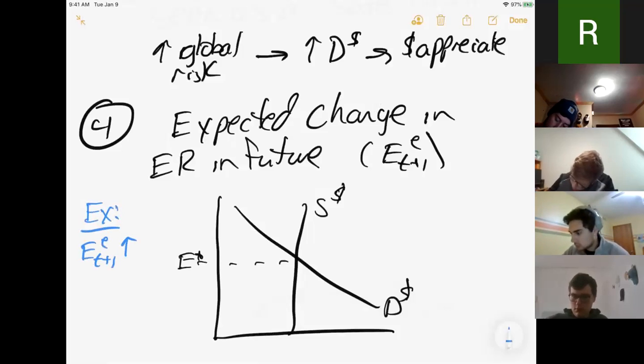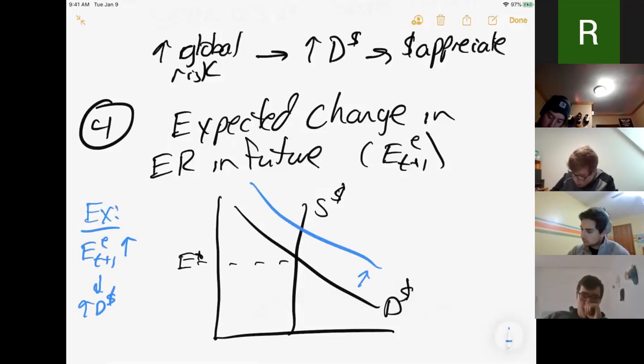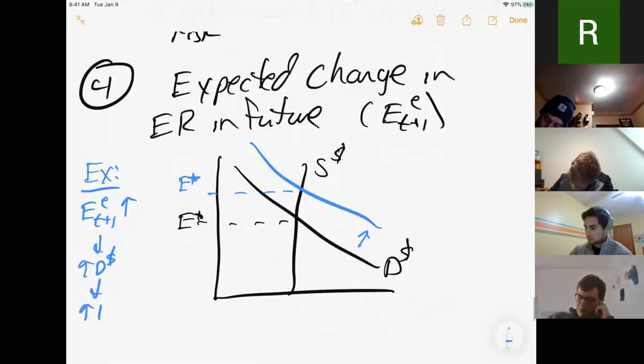Well, if the dollar is going to increase in the future, what do people today want to do? They want to hold more dollars. You want to hold the dollar before it appreciates. You don't want to hold it after it appreciates. Of course, what does that mean? That means that the dollar appreciates today. Or to put this in another way, if people think the dollar is going to appreciate in the future, it appreciates today, right?